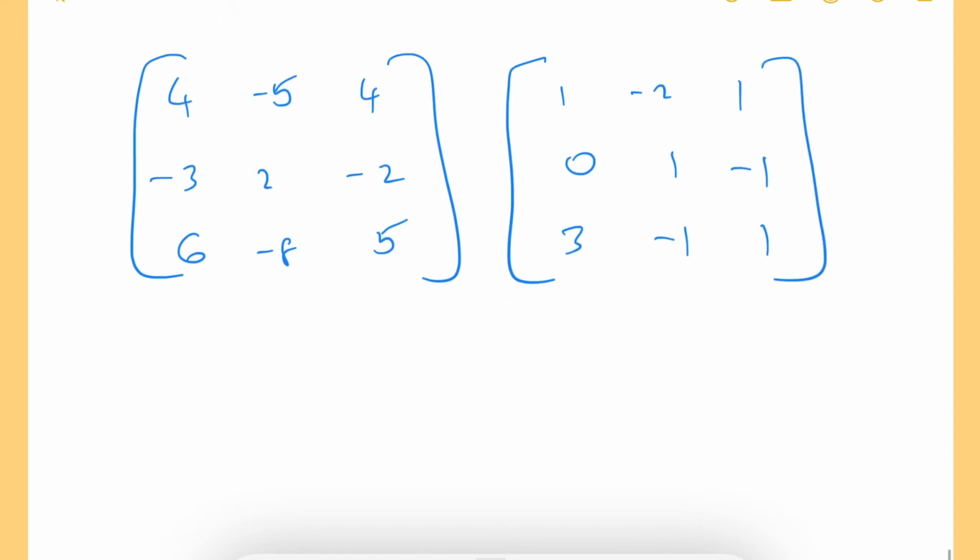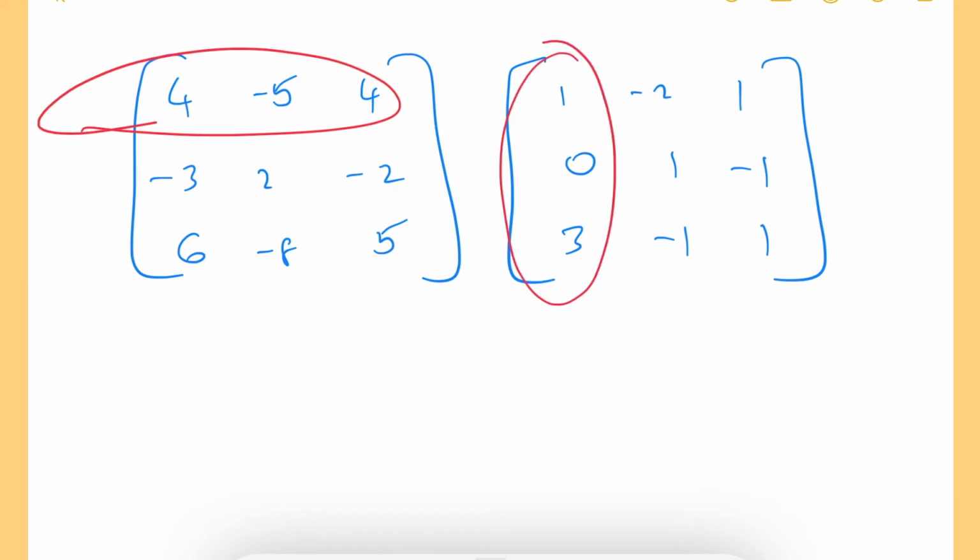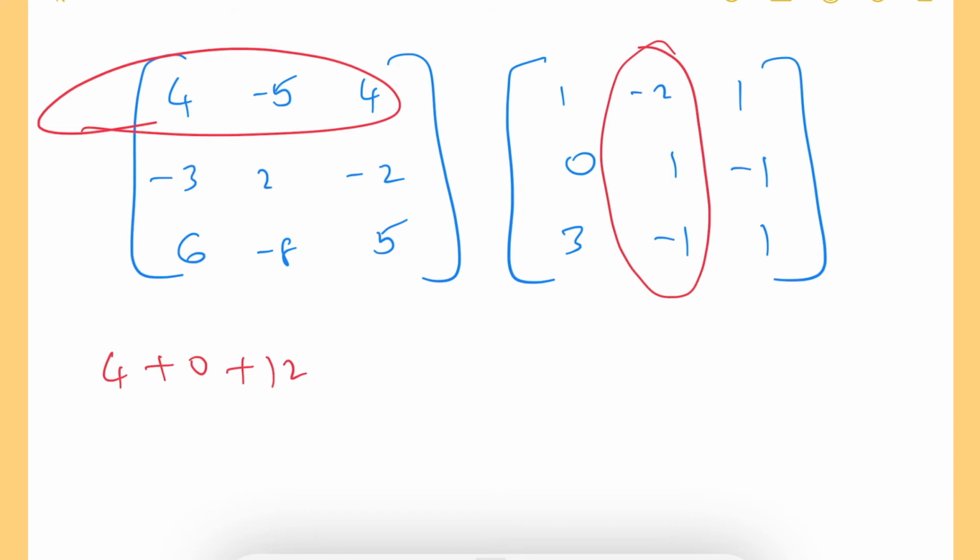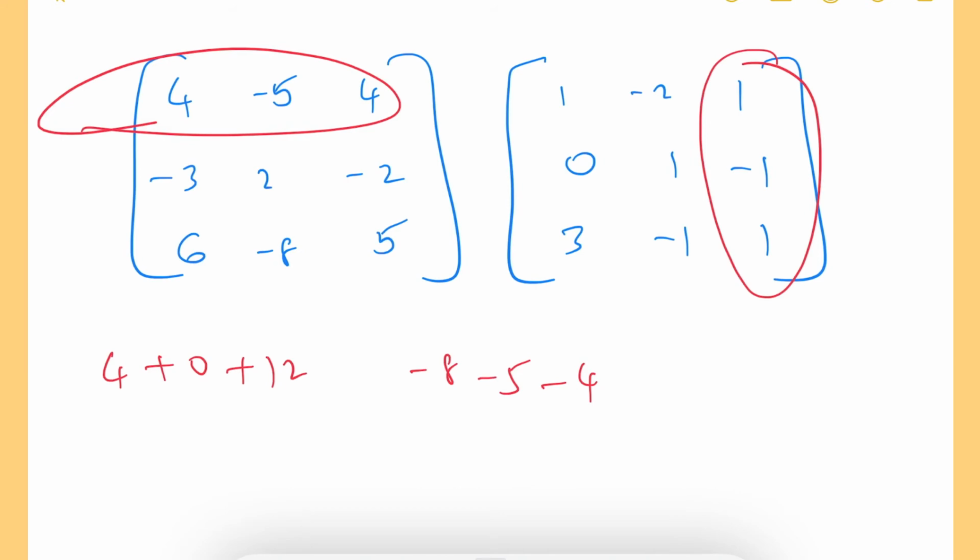Okay, let us do this multiplication now. First row we need to multiply with the first column. So 4 into 1 is 4, minus 5 into 0 is 0, 4 into 3 is 12. Next, same with the second column. 4 into minus 2 is minus 8, minus 5 into 1 is minus 5, 4 into minus 1 is minus 4. The same with the third column. 4 into 1 is 4, minus 5 into minus 1 is plus 5, 4 into 1 is 4.